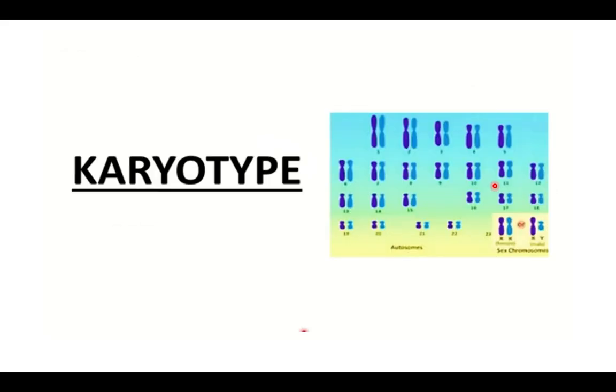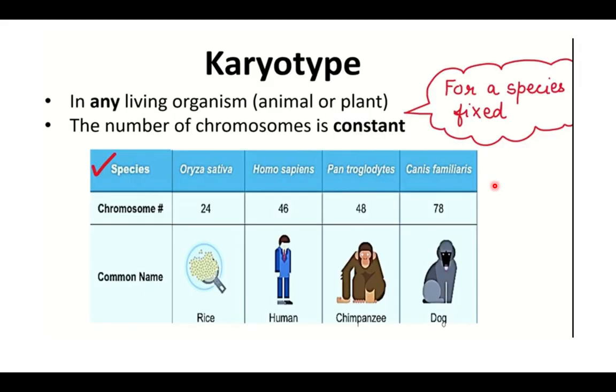Next term what you should know is karyotype. Karyotype, very simple term only, ma. So in any living organism, either it is an animal or plant, the number of chromosomes is constant. The number never changes.